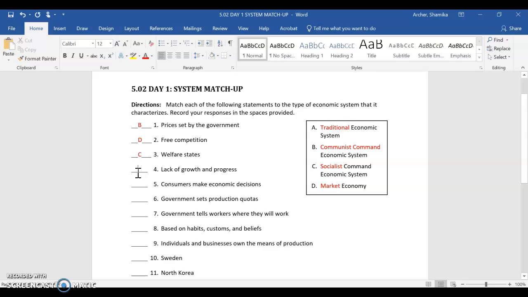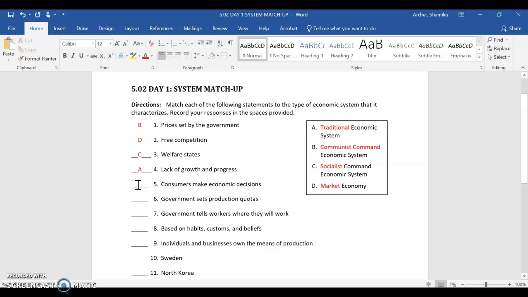Number 4, the lack of growth and progress. Well, this is traditional because, again, going back to the PowerPoint, traditional ones are saying, I'm doing the same job that mom and dad did. Mom and dad are farmers. I am a farmer. I'm not going to change it. So that's what a traditional one is.